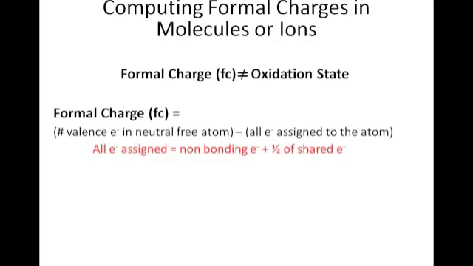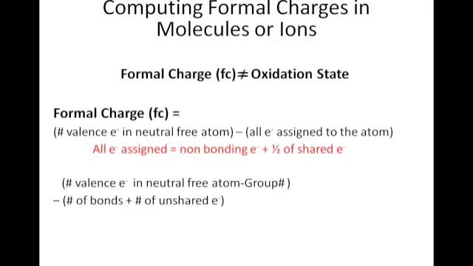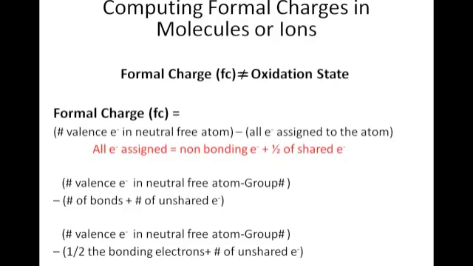Well, this is going to be equal to the non-bonding electrons, or the lone pairs of electrons, plus half of the shared electrons. Another way you can think about this is that formal charge is equal to the valence electrons in the neutral free atom minus the number of bonds and the number of unshared electrons. That is also equal to all of the electrons assigned to the atom. Or you can say it's equal to the valence electrons in the neutral free atom minus half of the bonding electrons plus the unshared electrons. All right, and I think this will be a little bit more clear as we work a few examples.